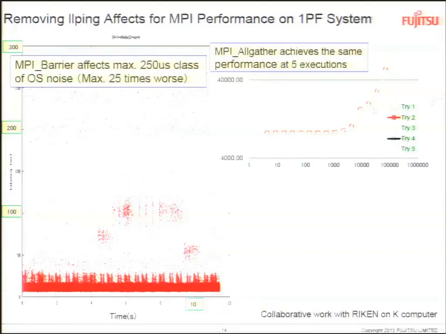And also, the MPI altogether is also the same, five times, twice or more ideal. So that is very important for high-performance computing, to limit such kind of OS jitter. So it's very important.